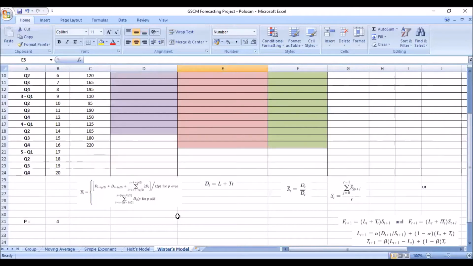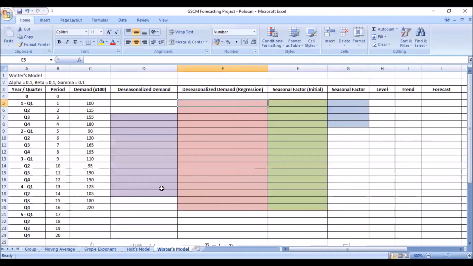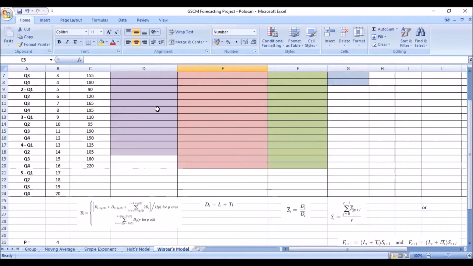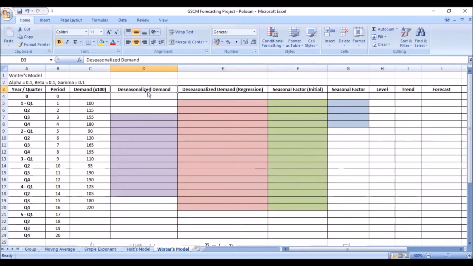And the Winters model is quite complicated because we have to find some components, which are in the deseasonalized demand. After we find it, we find the seasonal effect, the level and trend, and then the deseasonalized demand from regression, which is also based on the level and trend found from the deseasonalized demand. After that we find the initial seasonal factors. And after finding the initial factors, we find the seasonal factors, but just the first 4, because there are only 4 periods in this case.